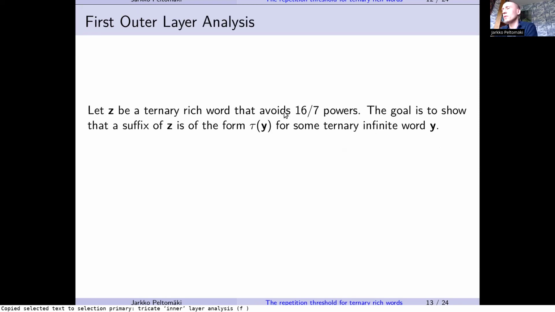So as a starter, we assume that Z is a ternary rich word that avoids these 16/7 powers. The 16/7, I guess it's just a convenient number that's a bit bigger than the actual repetition threshold. Nothing special about it. And what we would like to show is that after you remove a prefix of Z, it takes this form.